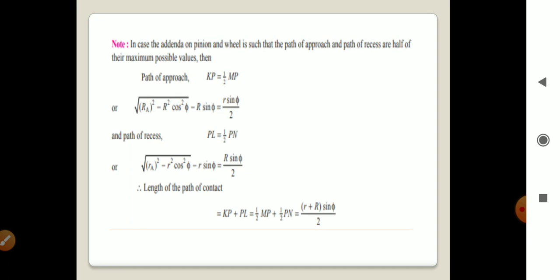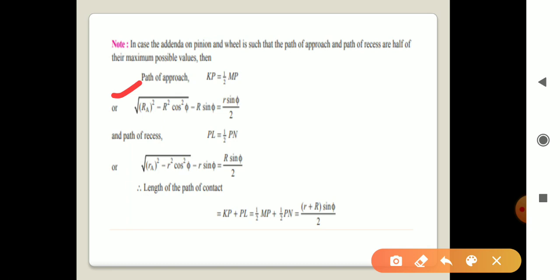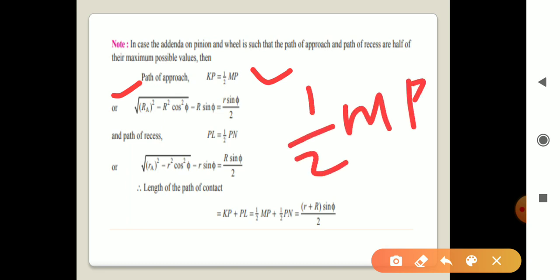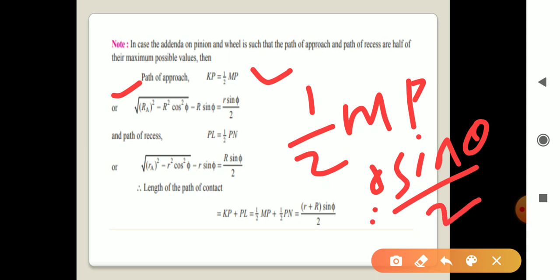Okay, therefore we know the formula for the path of approach, which we saw in the derivation: the square root of capital Ra squared minus r squared cos squared phi, minus r sin phi. We saw that Mp is r into sine of phi, divided by these two, so half Mp will be there. So we know the value of Mp is r sin phi, and we put the value here.